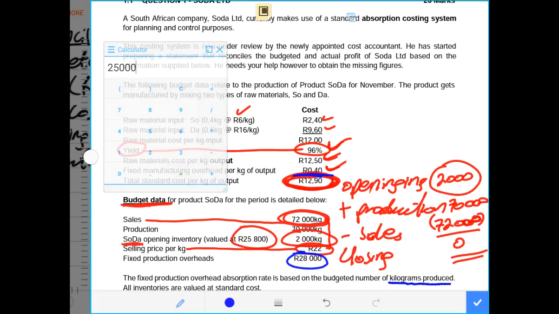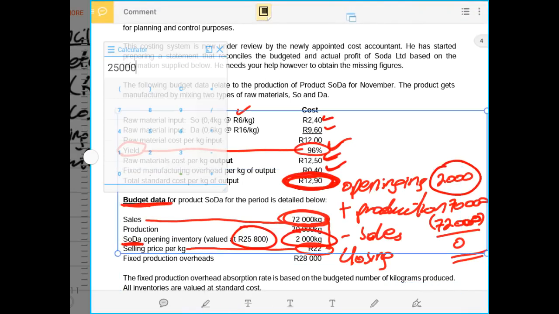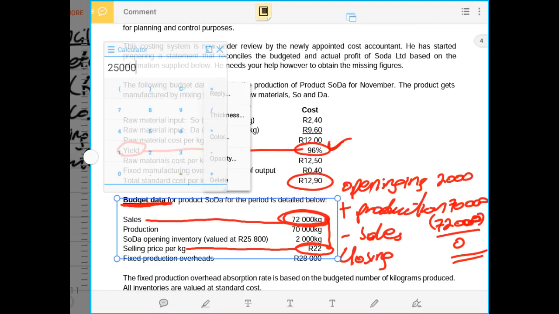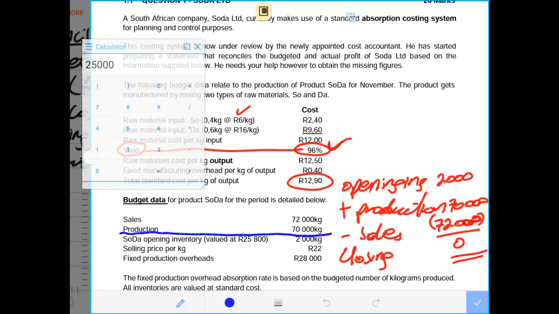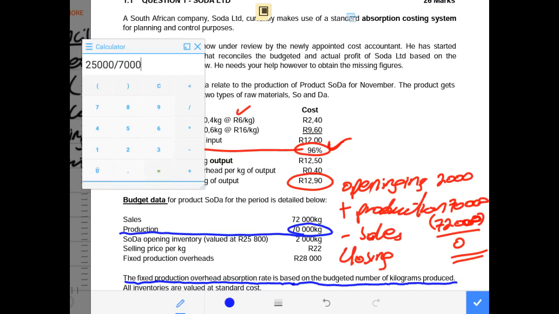number of kilograms produced. Remember, our production budgeted was estimated at 70,000. Let me just erase and we get to see how much was our production. Remember, our production was estimated at 70,000, and it says the fixed production overheads absorption rate, which is POR, is based on the budgeted number of kgs produced, meaning they said 28,000 divided by the 70,000 units that we budgeted to manufacture, and that gave them 28,000 rands.